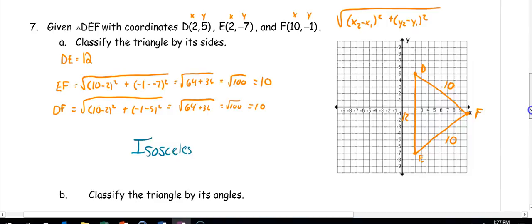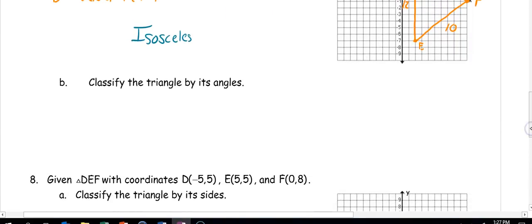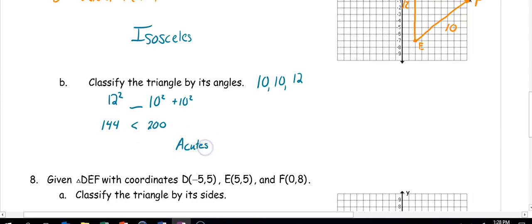Then, to classify by angles, we're going to use that Pythagorean theorem part we were doing, so the sides are 10, 10, and 12. So 12 is the largest, so it's going to be by itself. 12 squared, leave a blank, 10 squared plus 10 squared. So 12 squared is 144. 10 squared plus 10 squared is 200. So because 144 is less than 200, that means by the angles, it's going to be acute.